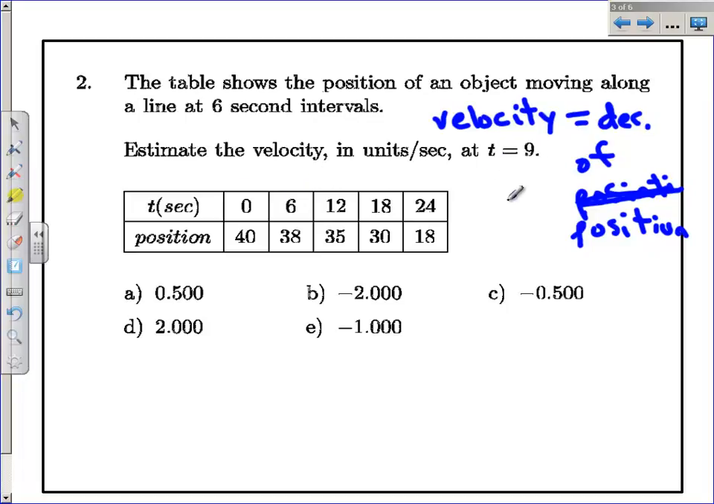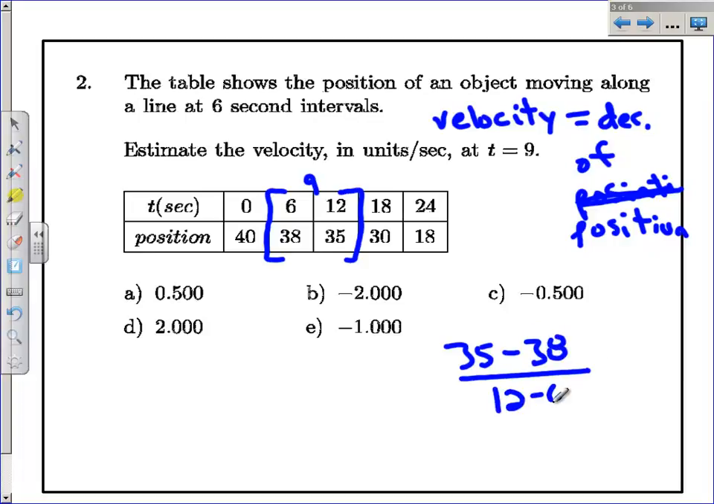So we look at our table, and t equals 9 is in here. So what are we going to do? We are going to do a difference quotient, or an average rate of change, with 2 points that are really, really close to 9. So that would be f of b minus f of a over b minus a, which is -3 over 6, which is -1/2. So that means if we were to draw this graph, our tangent line would be pointing down, and that would be the slope of that tangent line.